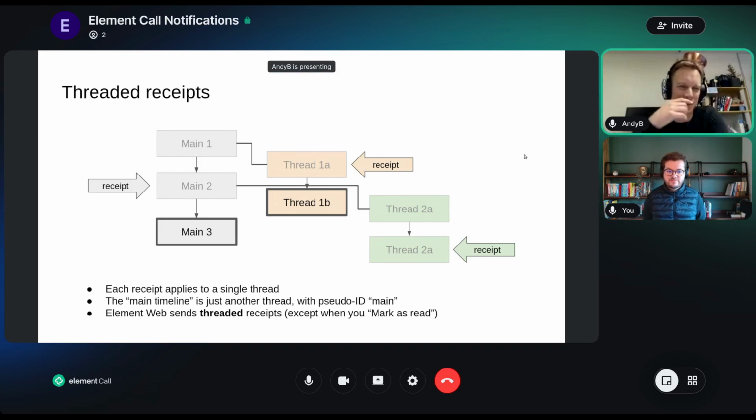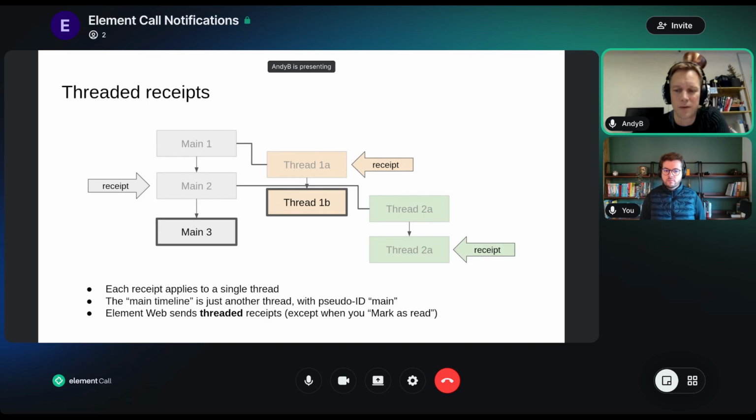Okay, so this is just to remind you of how threaded receipts work. These boxes here are messages in a room, a Matrix room, and some of them happen inside threads, and some of them happen in the main timeline. So the gray ones on the left happen in the main timeline. For each of these threads, and the main timeline counts as a thread, there is potentially a receipt saying, I've read this much of this thread, and I've read this much of this thread. And then anything that doesn't have a receipt pointing at it is unread. And that's how we decide whether a room is unread, because the messages in a thread or in the main timeline are unread.